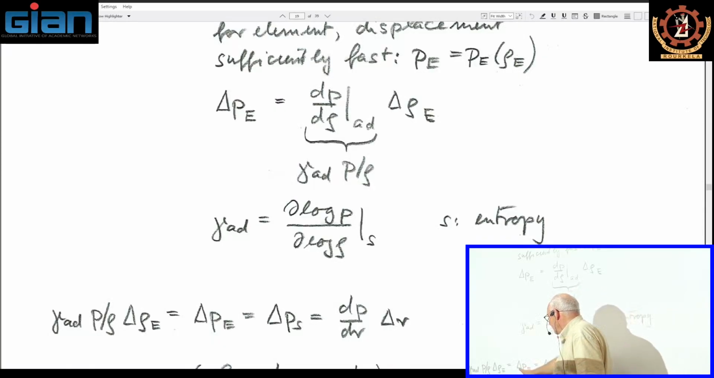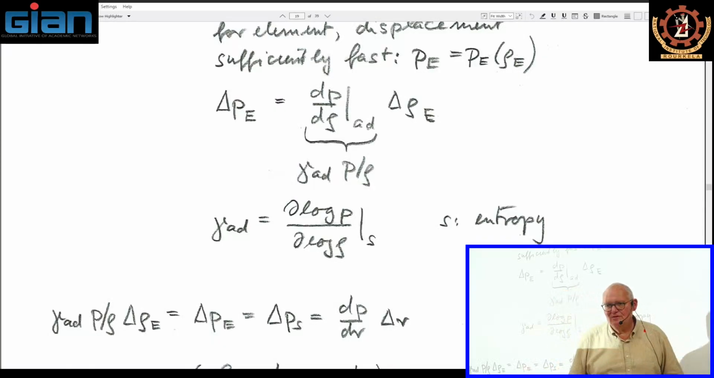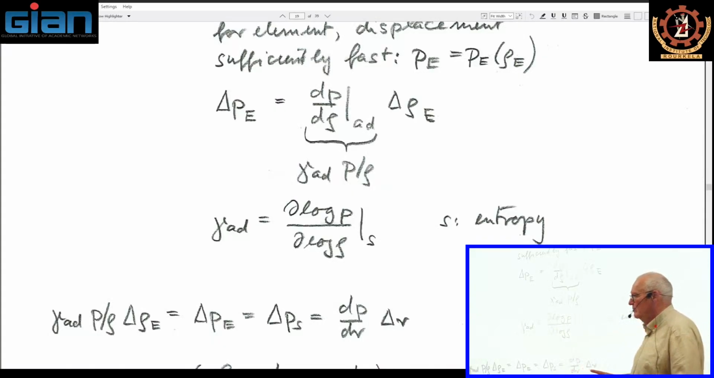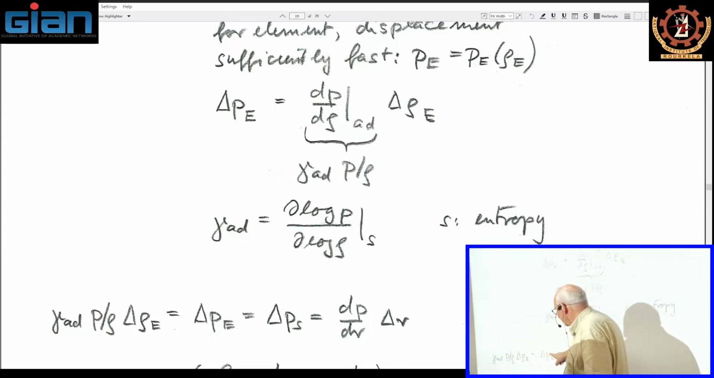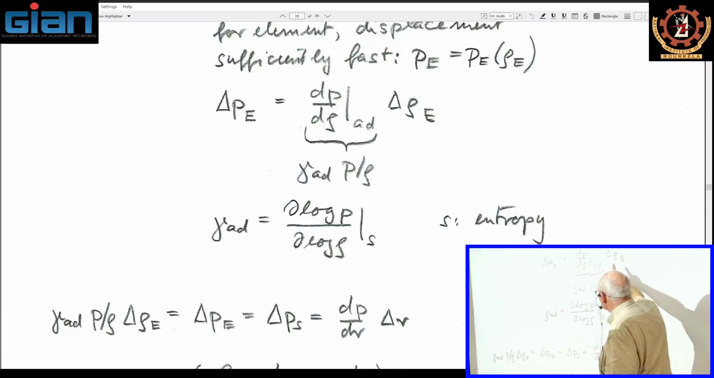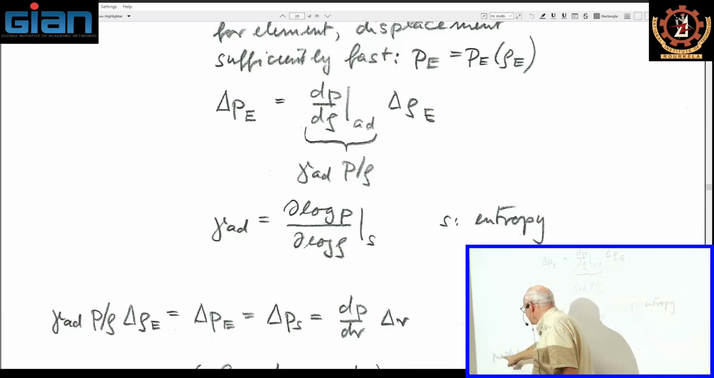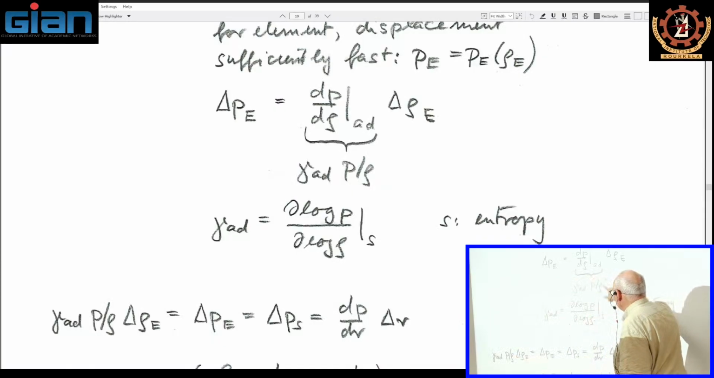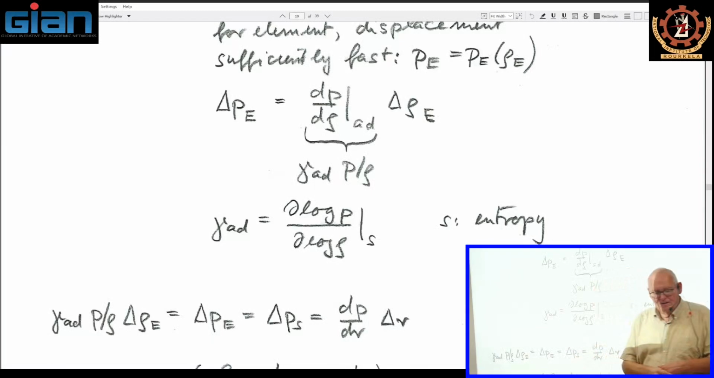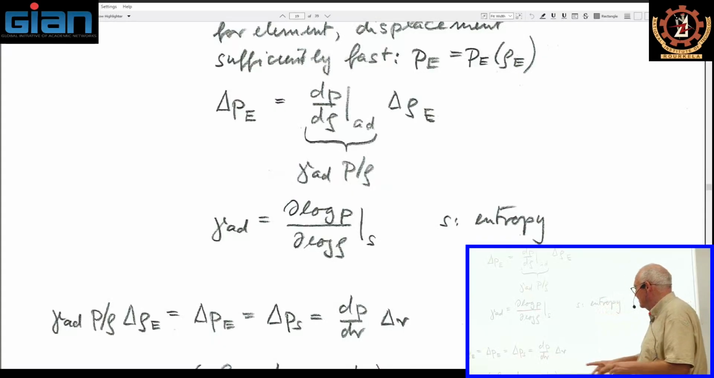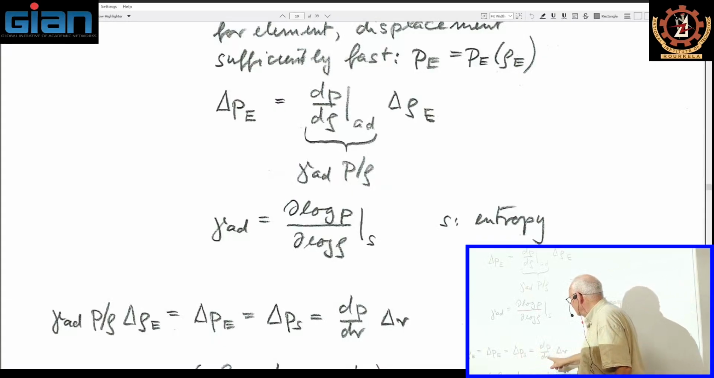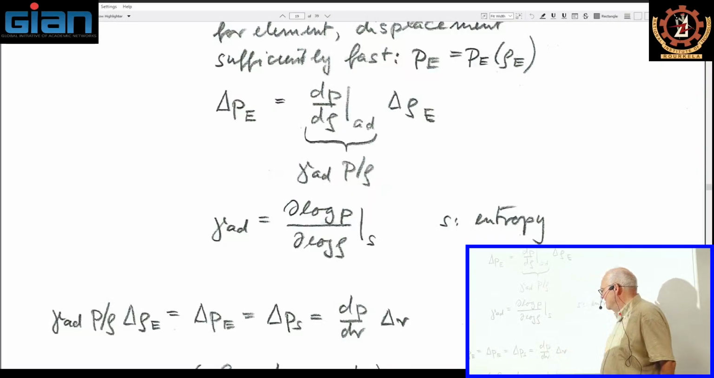Well, first of all, we know delta P of the element is equal to delta P of the surroundings because there is pressure equilibrium. This was one condition. Then we know that for adiabatic changes of state, delta P of the element can be expressed in terms of the delta rho of the element. So this is gamma adiabatic times P over rho times delta rho of the element. And of course, similar to the delta rho of the surroundings, we can also express the pressure change, delta P S of the surroundings, by the pressure gradient times delta R. So that of the surroundings is given by dP by dR times delta R.